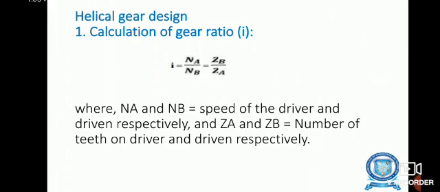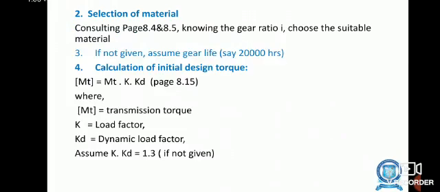Helical gear design. First step, calculation of gear ratio I. I equal to NA divided by NB equal to ZA divided by ZB, where NA and NB are the speed of the driver and driven shaft respectively, and ZA and ZB are the number of teeth on the driver and driven respectively. Step 2, selection of the material.